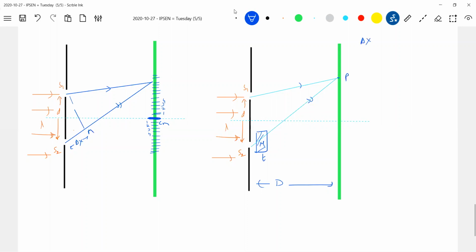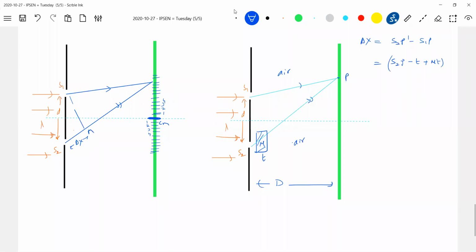The net path difference delta x is equal to S2P' minus S1P, where the slab is there. What is S2P'? It is S2P minus t. This much length the ray will cover in air, the path length covered here, and then the remaining distance t will be covered in the slab. So if it moves a distance t in a slab, how much is it equivalent in air? The optical path length is mu t.